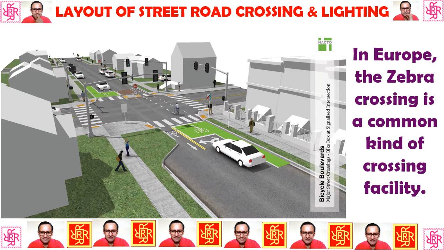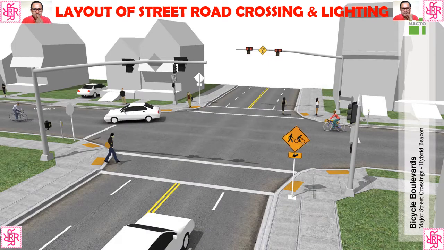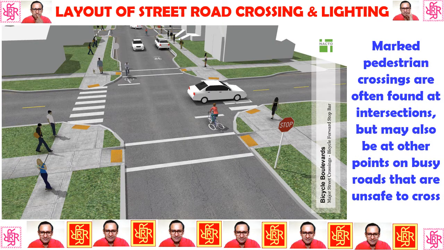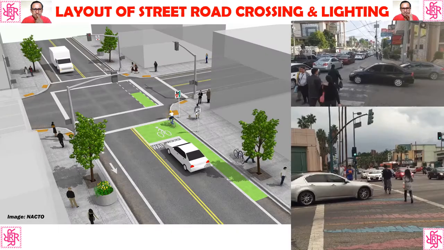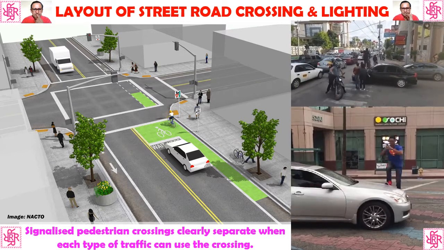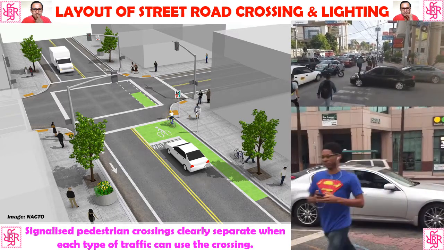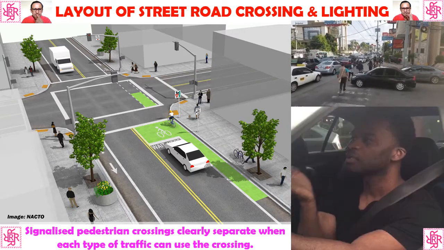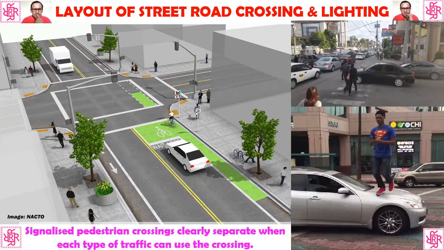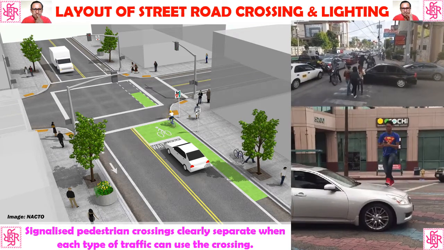Now, in Europe, the zebra crossing is a common kind of crossing facility. The wording pedestrian crossing is used in some international treaties on road traffic and road signs, such as the Vienna Convention on Road Traffic and the Vienna Convention on Road Signs and Signals. The marked pedestrian crossings are often found at intersections but may also be at other points on busy roads that are unsafe to cross. The signalized pedestrian crossing clearly separates when each type of traffic can use the crossing. Vehicles should not encroach on the pedestrian's space, and if pedestrians find that vehicles are taking their space, they should react and basically make the car drivers learn that pedestrians also have the right to walk on the street.